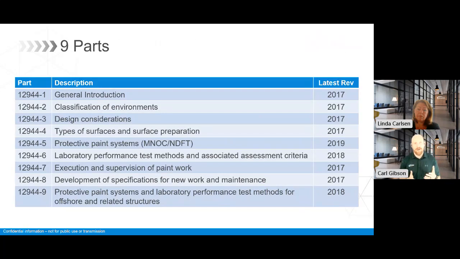The standard ISO 12944 is separated into 9 different parts, and if anyone wants a good bedtime read, I highly recommend not. It covers off a variety of topics. It does the general introduction, classification of environments, design considerations, tells us how many coats and dry film thicknesses we need. It tells us about testing that we need to do, supervision of work and safety. It also covers off additional areas, including offshore environments, which they recently added in part 9.